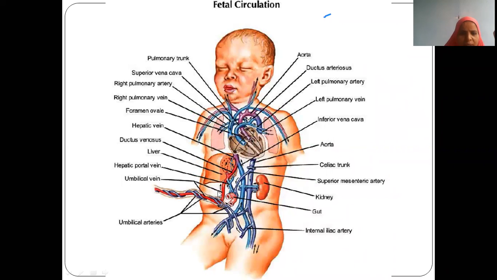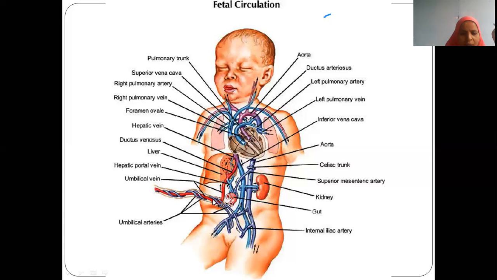Here, fetal circulation is shown. Here you have the ductus venosus. The ductus venosus connects the umbilical vein with the inferior vena cava during embryonic life. Immediately after birth, it gets obliterated, and it remains as the ligamentum venosum.